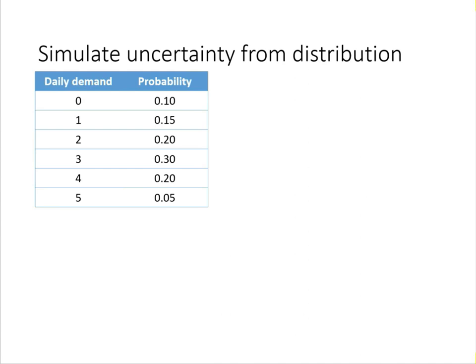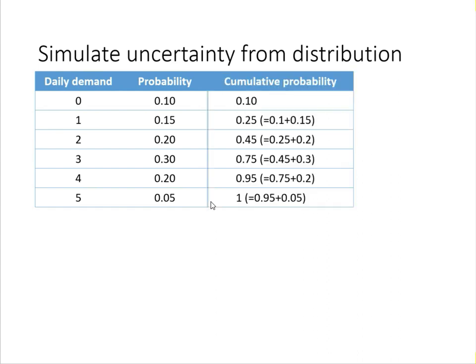Now we have the probability of occurrence for every possible daily demand. Based on the probabilities here, we can create the cumulative probability in a new column. The cumulative probability is simply the sum of probabilities up to a certain outcome. For example, the cumulative probability for daily demand 0 is simply 0.1, which is the probability for this outcome itself.